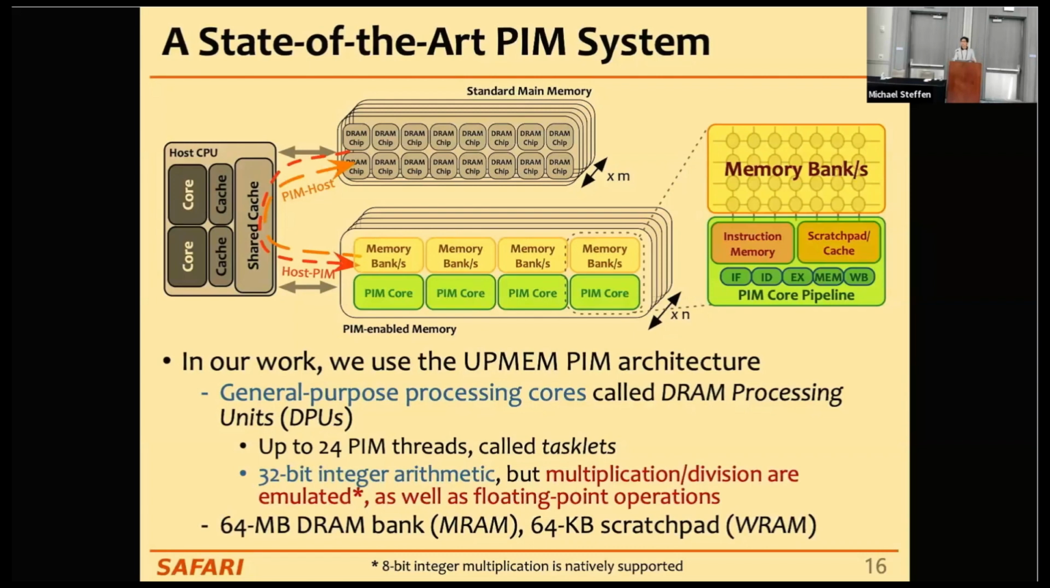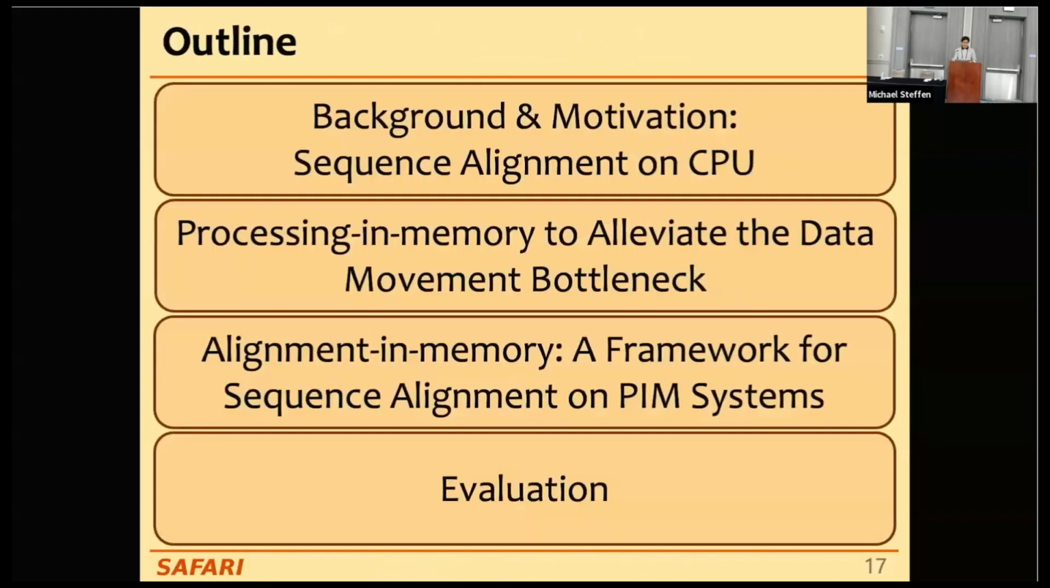Each PIM core also has access to its own DRAM bank of size 64 megabytes in the current generation, and its own scratchpad that is called WRAM of size 64 kilobytes. The DRAM bank is called MRAM, and I'm mentioning this because in later slides you will see MRAM and WRAM in several places.